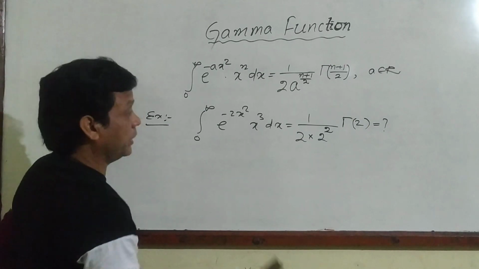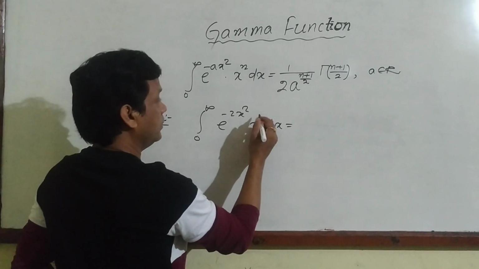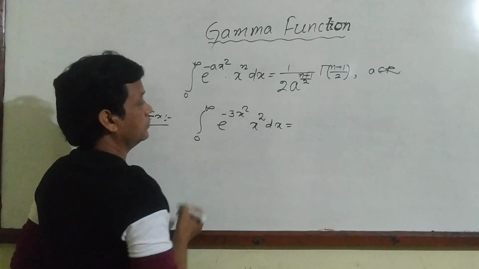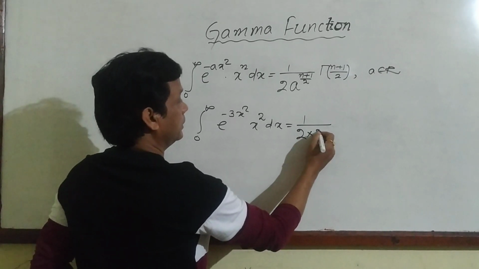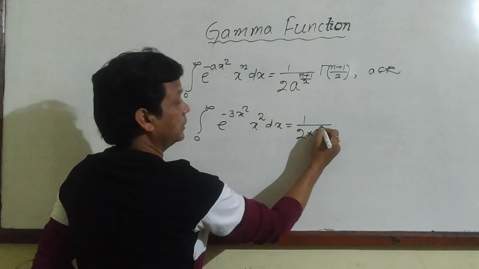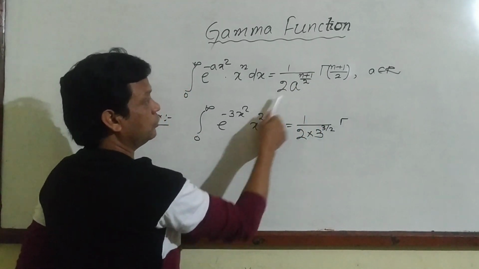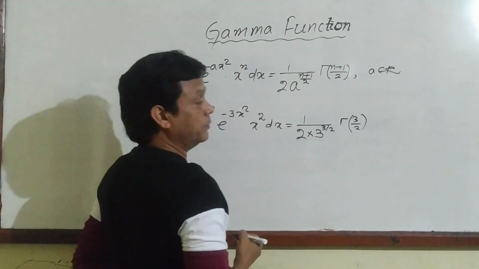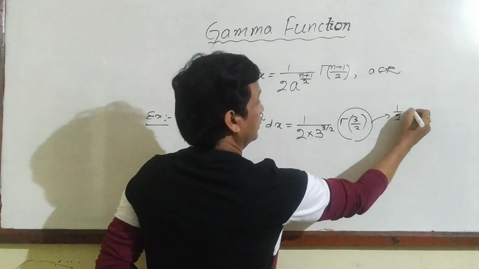Okay, and another example I am telling you. If we take n is equal to 2 and let us take a is equal to 3. So what will be the answer? 1 by 2 into 3 to the power (n plus 1) by 2. N is 2, 2 plus 1 is 3, so 3 to the power 3 by 2. And gamma of, what is n here? N is equal to 2, 2 plus 1 is 3, gamma of 3 by 2. And already you know gamma of 3 by 2 is 1 by 2 into root pi. So you can write its value is 1 by 2 into root pi.